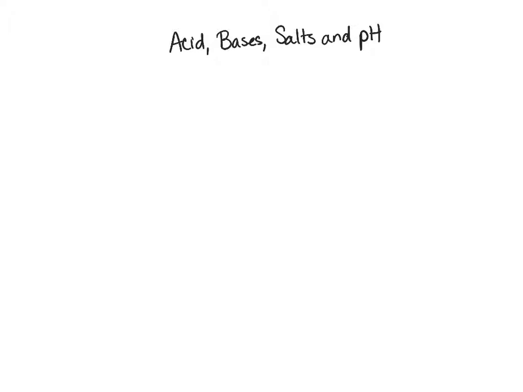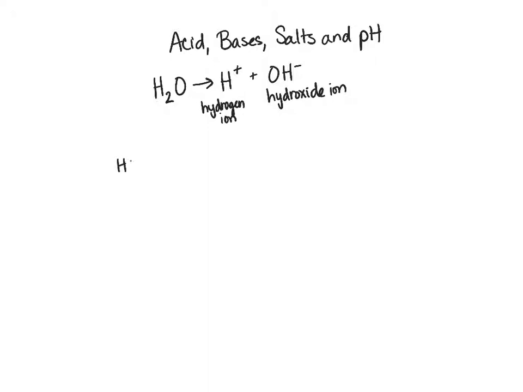So when we look at water, if we're looking at pure water, some of the molecules are going to separate into ions. And what I mean by that is, again, we have water, which is H2O, and it's going to separate into a positive hydrogen and a negative hydroxide. So this is a hydroxide ion, and this is a hydrogen ion.